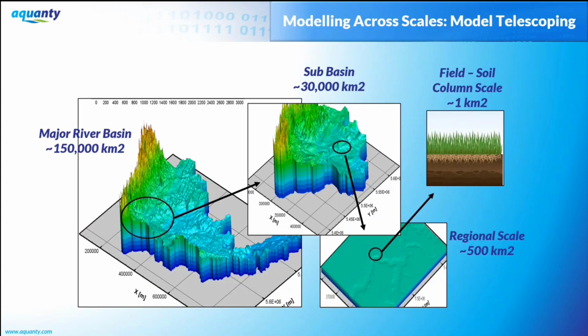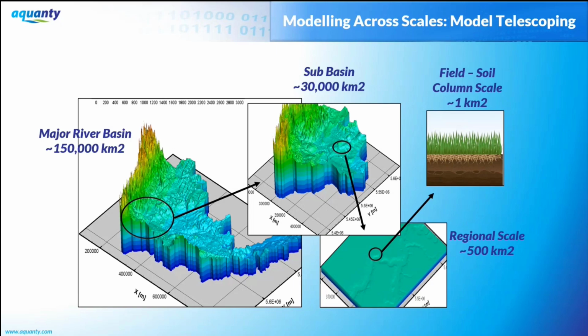So we've been looking at developing models at a broad range of scales, typically major river basins with areas of about 150,000 square kilometers, with a reasonable degree of resolution. As I mentioned, with unstructured meshes, you can put finer node spacing where you need it and broaden it out where it's perhaps not so necessary. But in some cases, you want to look in much more detail, perhaps at a sub-basin or even a regional scale of 500 square kilometers.